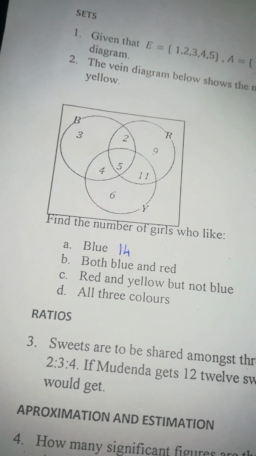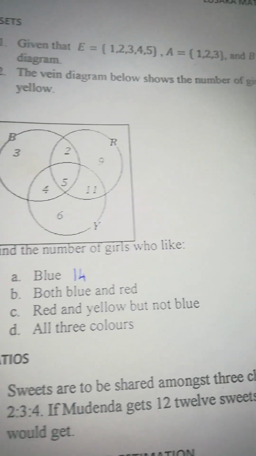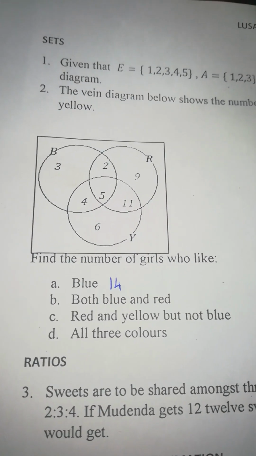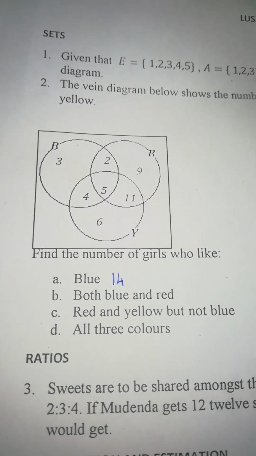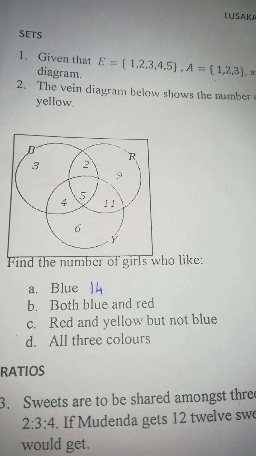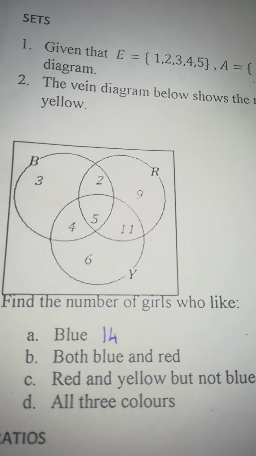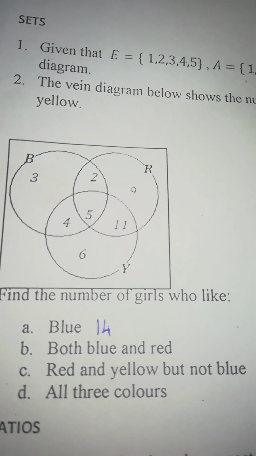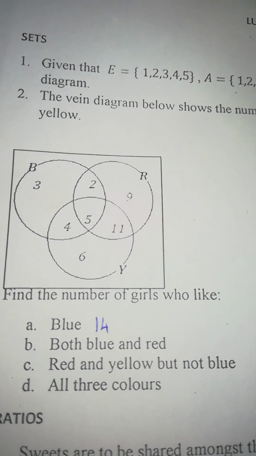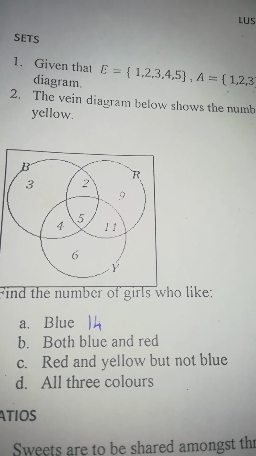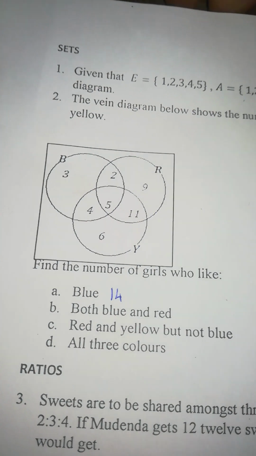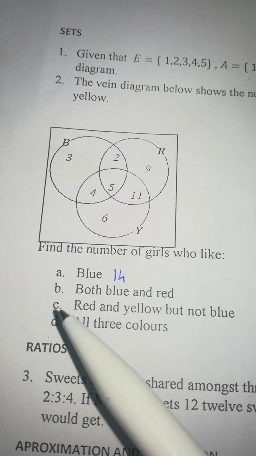Now, the question says find the number of girls who like blue. Just blue. Since B represents the number of girls who like blue, we'll just sum everything contained inside B. When we add 2, 5, 4, and 3, that should give us the total. So 3 plus 2 is 5, plus 5 is 10, plus 4 is 14. Hence, the number of girls who like blue is 14.